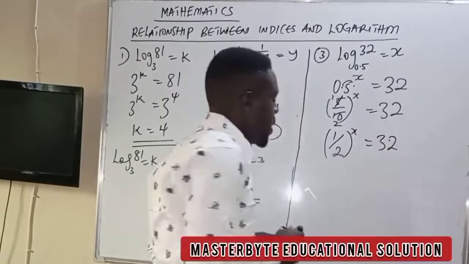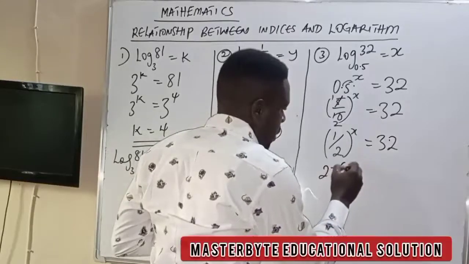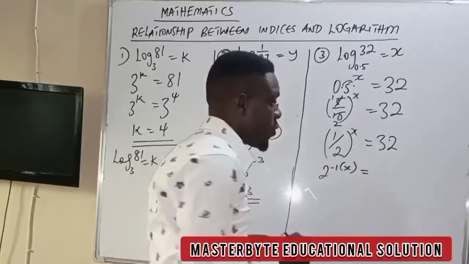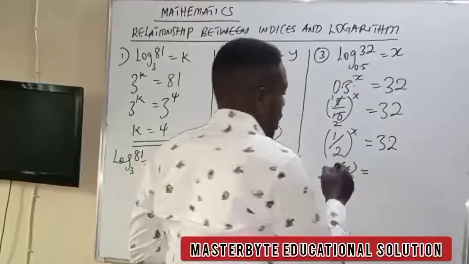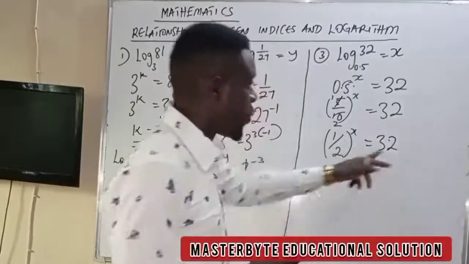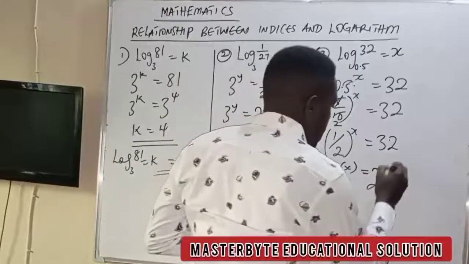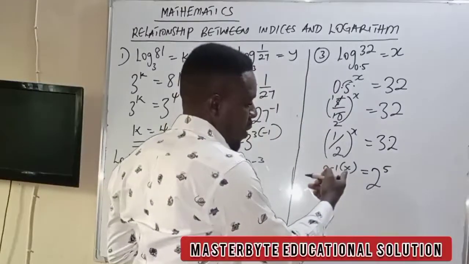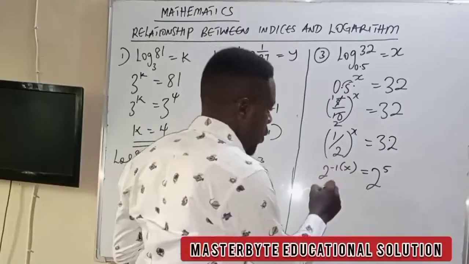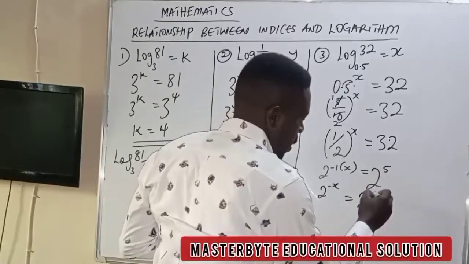Now this 1 over 2 is 2 raised to power minus 1, bracket x, according to our indices. Now how many times are we going to raise 2 to give us 32? 5 times, which is 2 raised to power 5. Now if you open this bracket, you are going to have 2 raised to power minus x is equal to 2 raised to power 5.